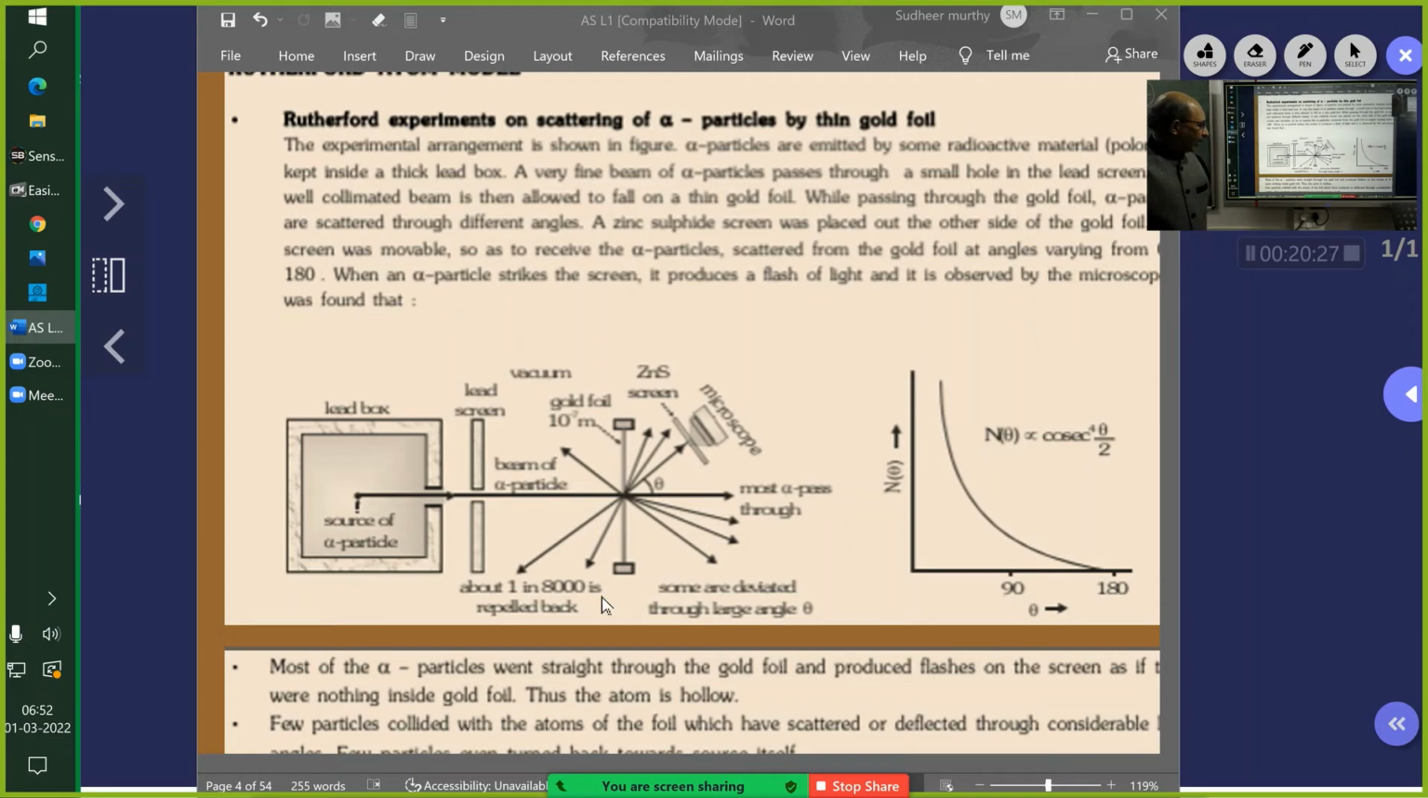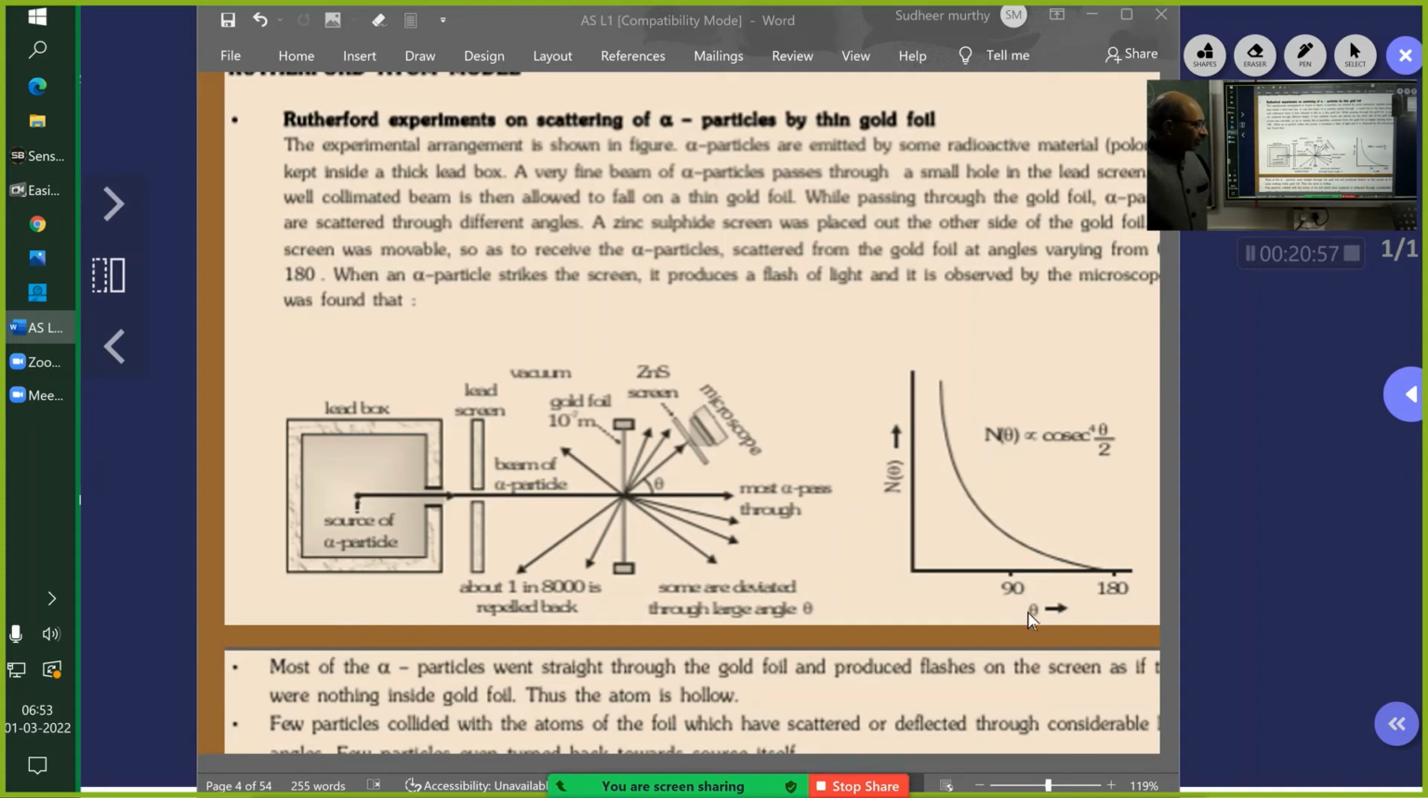About 1 in 8,000 is repelled back. Some are deviated through a large angle theta. Most alpha particles pass through. The screen used here is a zinc sulfide screen. There is vacuum, gold foil of thickness 10 to the power of -3 meters, and a lead box. The scattered alpha particles are studied and then plotted.